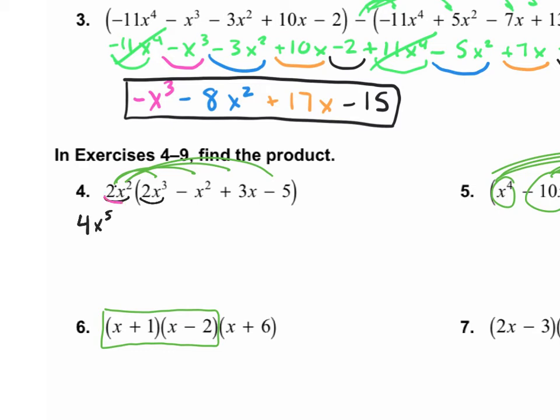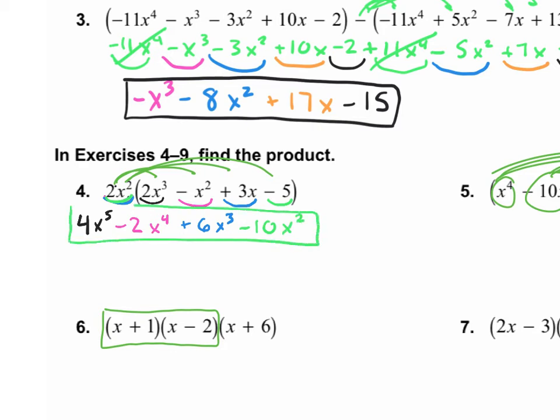Perfect. Next we have 2x squared times negative x squared. What would this be? Negative 2x to the 4th power. Then 2x squared times 3x plus 6x cubed. And then 2x squared times negative 5. Awesome. Negative 10x squared. So that's our answer here.